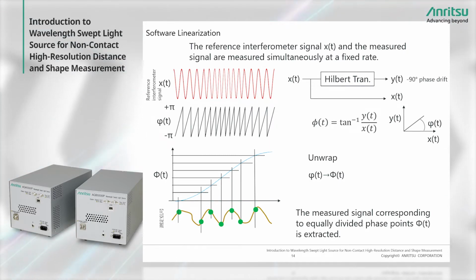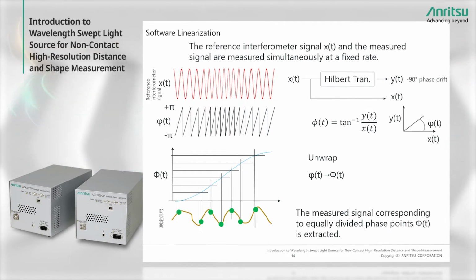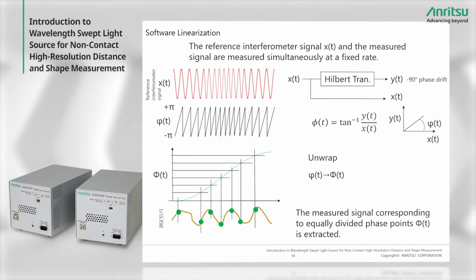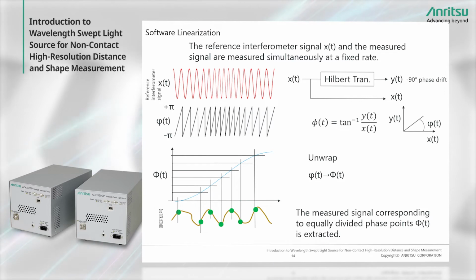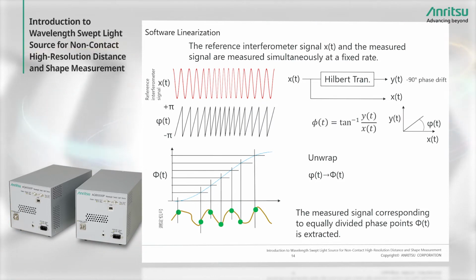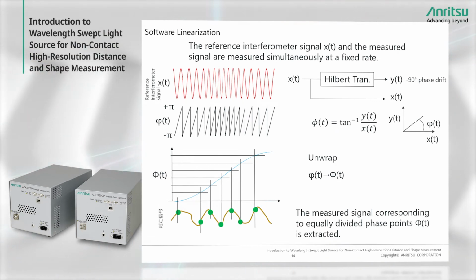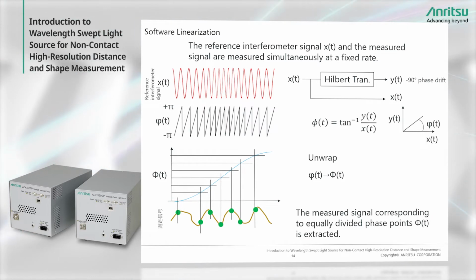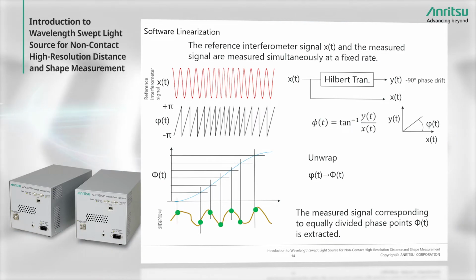In this case, the change is from -π to π and then returns to -π. The continuous phase is calculated by adding 2π to the phase at the return point in a process called unwrap. Equal division processing is performed after continuous phase calculation. The measurement signal at the equal divisions is extracted and plotted as the green dots here. When these are aligned and FFT is applied, the optical frequency becomes the data measured at equal intervals. This is the sampling method using software linearization.